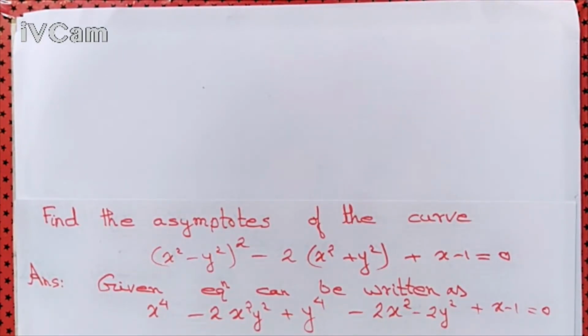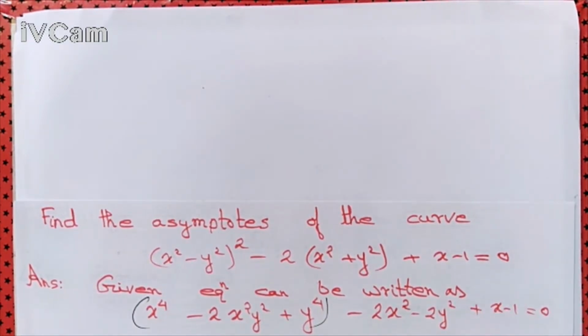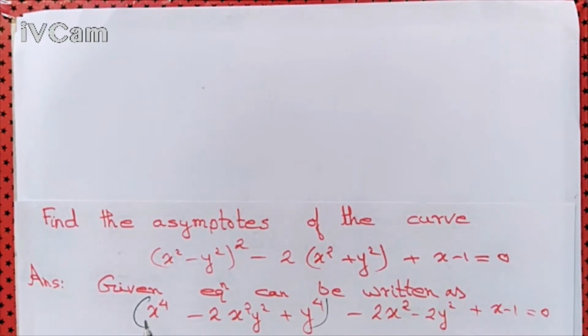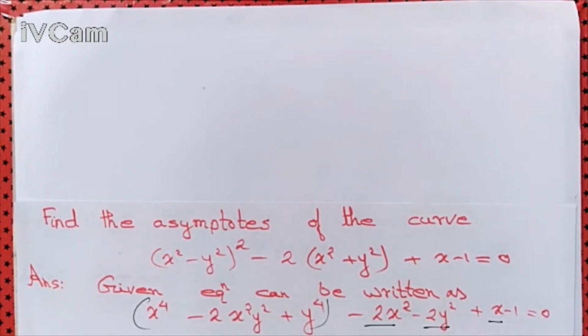Let's write, it's already in descending power of the terms. We find that all of them are degree 4. This is of degree 2. This is of degree 2. This is of degree 1, and the constant is of degree 0.